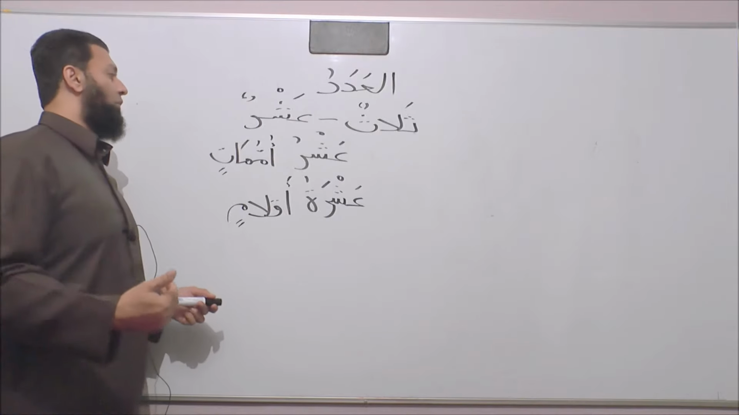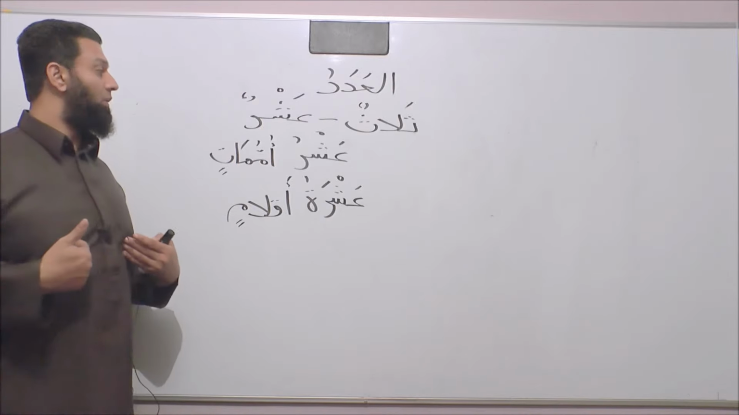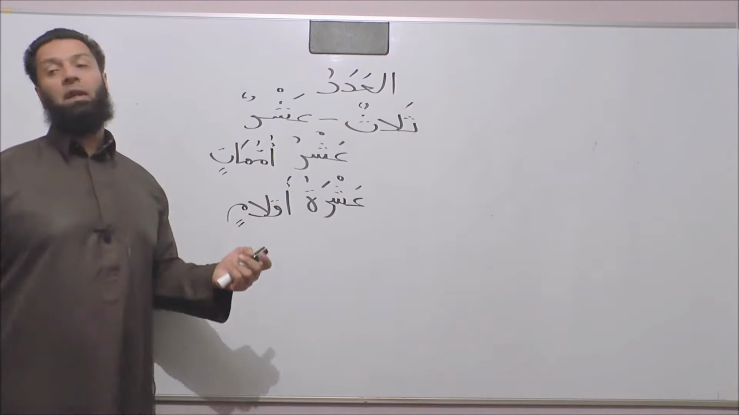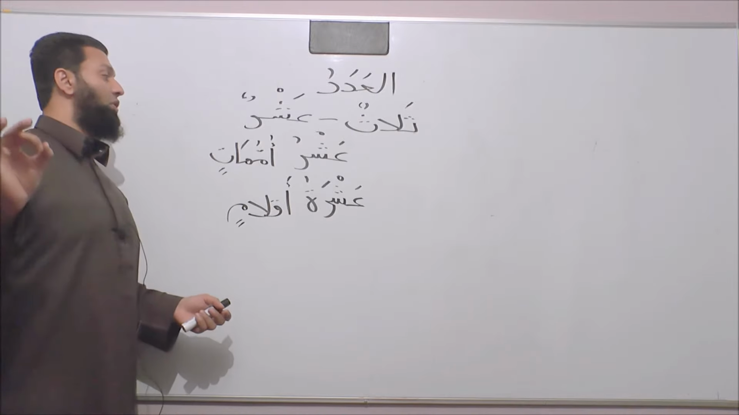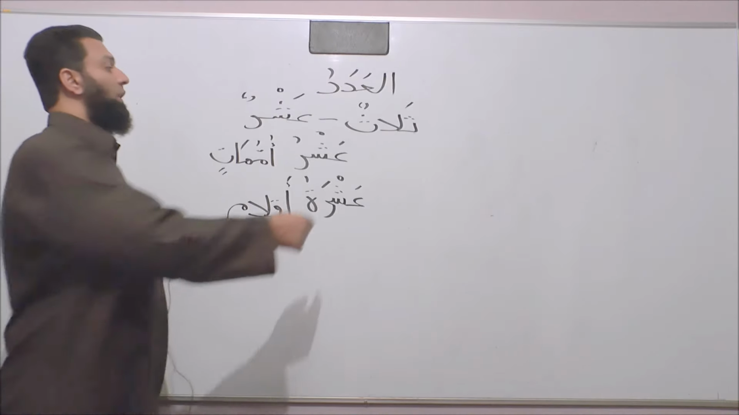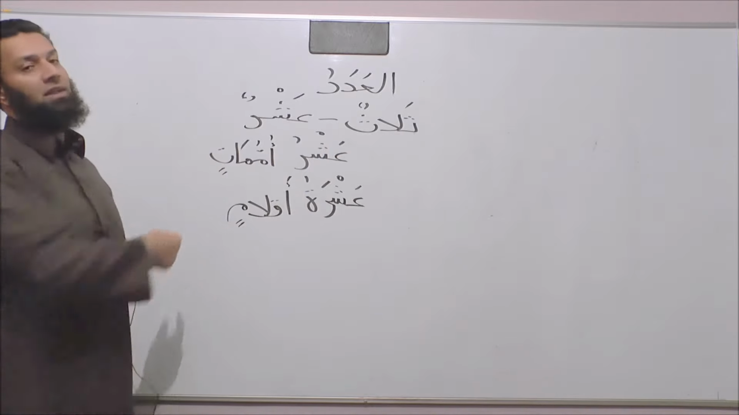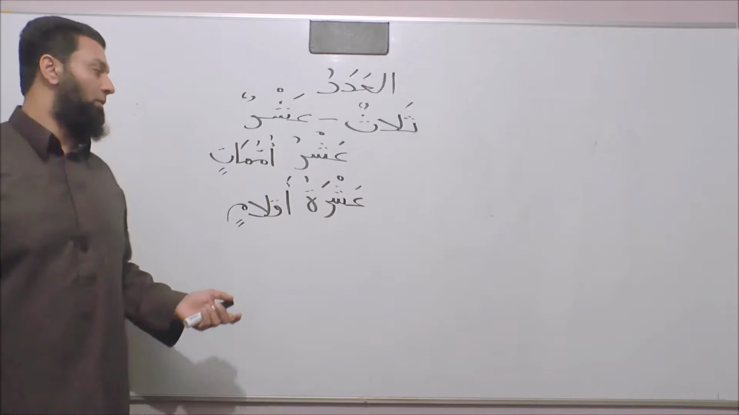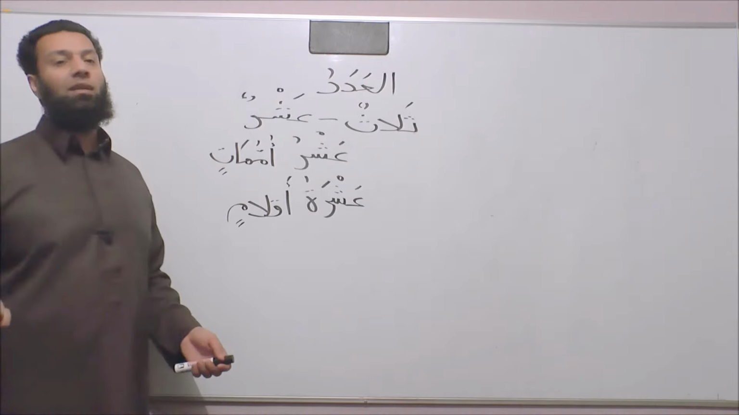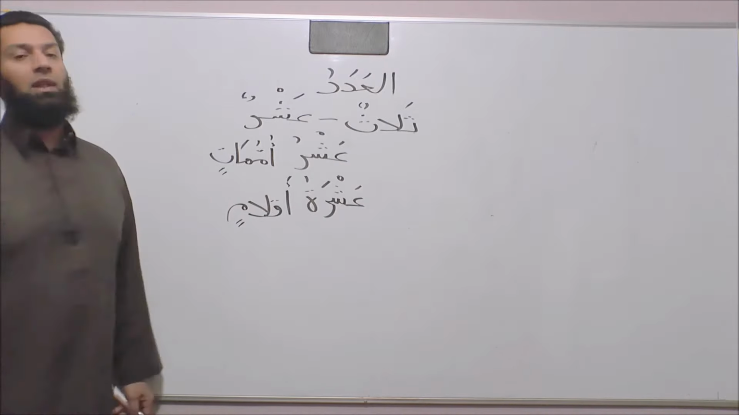So we have ashru ummuhatin, which we know is an idafatun, the mudafun and mudafun ilayhi. If we wanted to say, therefore, I saw 10 mothers, we would say ra'aytu, I saw, ashra. Ashra becomes mansubun. Ummuhatin stays the same because the mudafun ilayhi is always majrurun. Similarly, if we wanted to say with 10 mothers, we could say bi or ma'a ashri ummuhatin, and ashri would become majrurun with bi, and with ma'a it would be a mudafun, mudafun ilayhi.